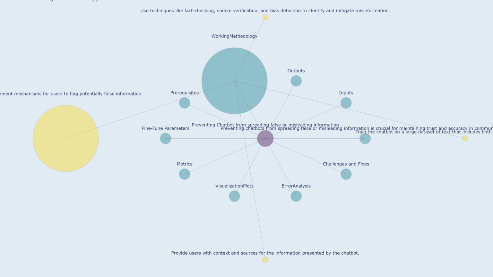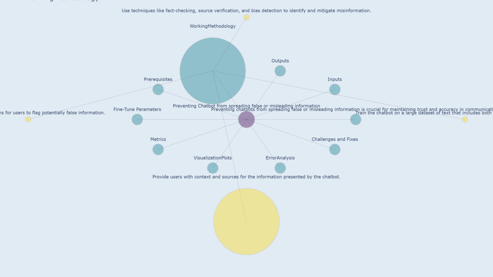Empowering users to flag potentially false information through feedback mechanisms is crucial. This enables continuous improvement by allowing users to highlight instances of misinformation and contribute to the chatbot's learning process. Transparency in the chatbot's information presentation is essential. Providing users with context and sources for the information presented enhances their understanding and allows them to critically evaluate the chatbot's responses.